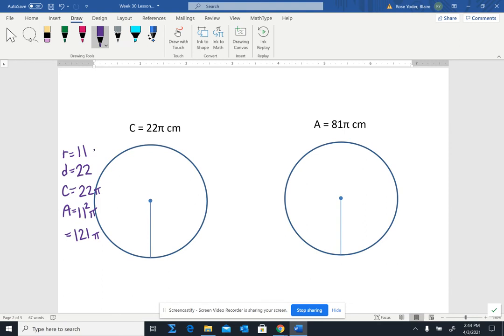The units on it are radius is 11 centimeters, diameter 22 centimeters, circumference 22 pi centimeters, and area 121 pi centimeters squared.